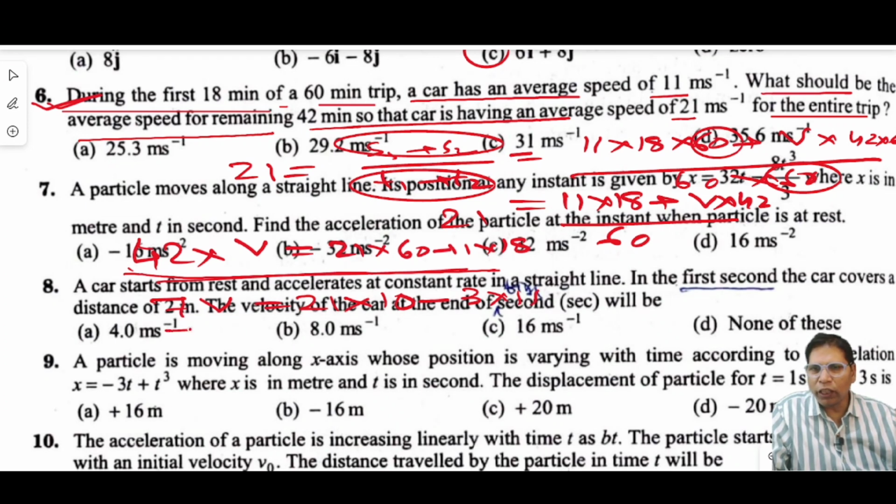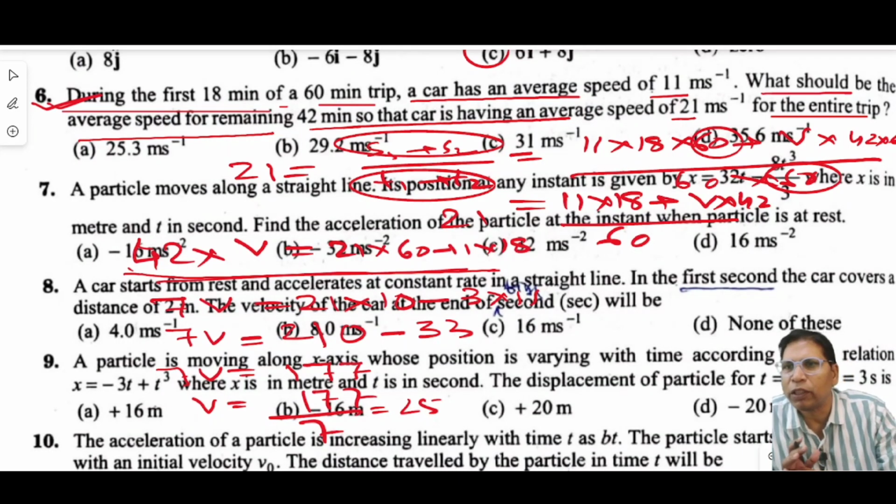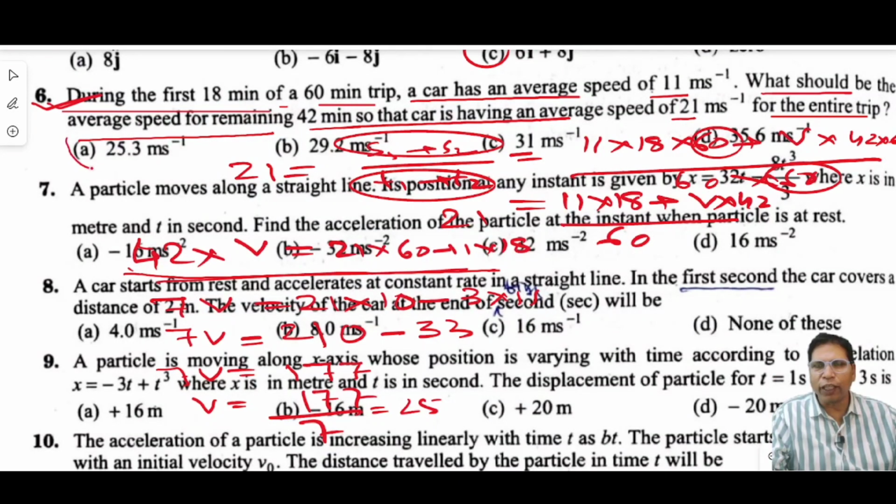So 7V equals 177. So V equals 177 by 7, which is almost 25 point something. Among the options, 25.3 is the correct option.